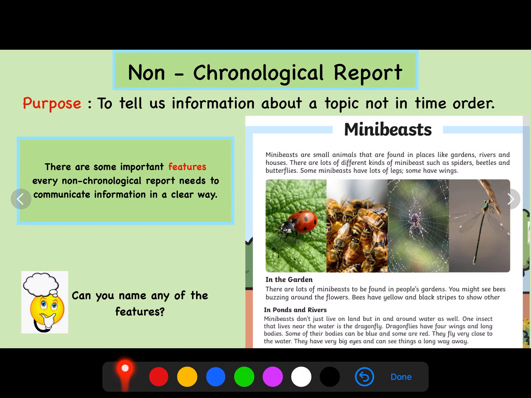A non-chronological report tells us information about a topic, but it is not in time order. So this report about mini beasts tells us information about this topic. There are some important features. Features just means things. Some important things that every non-chronological report needs to have to make sure that the information is clear. They want to try to teach the reader about a new topic. Can you have a little look at any of these features and name them? Pause the video to have a think.